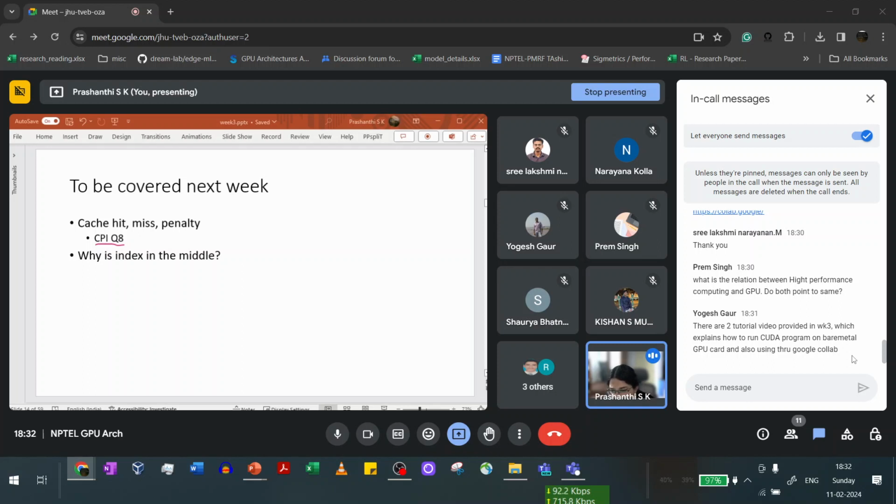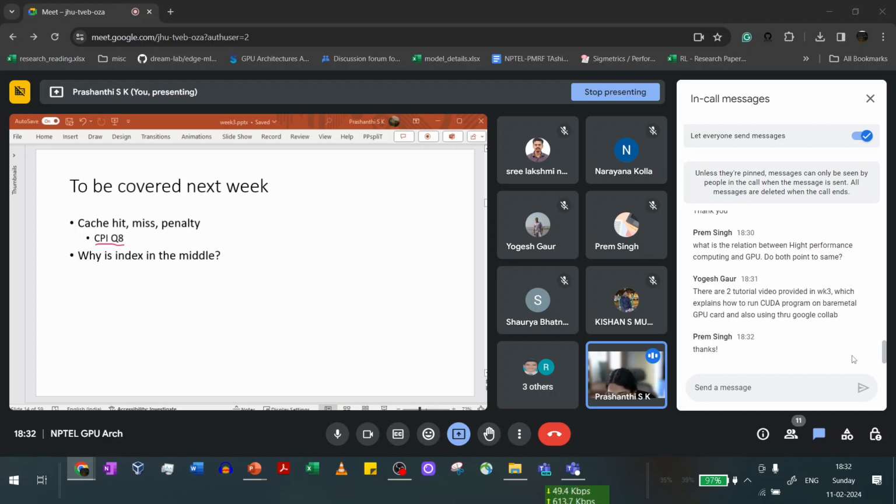I'll also try to put in a slide next week so that you can refer to some of these resources online. There are two tutorials provided in week 3 which explain how to run CUDA on bare metal. Oh, great! Thanks for pointing that out. I haven't gone through week 3 yet. But for whoever asked that question, this might also help you.